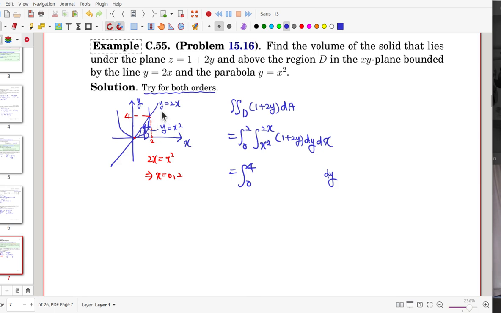Bottom x is, okay, x equals y over 2. And top x, that is from here. Now, that one we can see x is the square root of y. And because it's positive, we are only taking the positive square root of y. And the same integrand 1 plus 2y and dx. So these are iterated integrals, and you can evaluate.